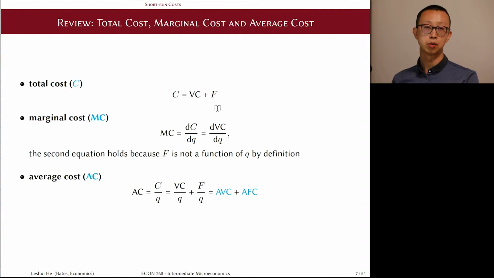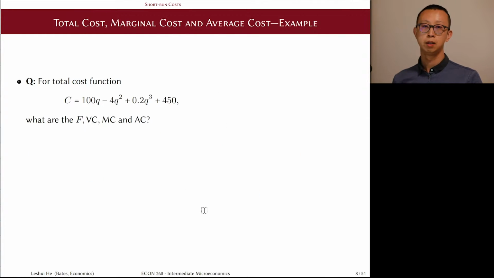In addition to the marginal cost, we can also calculate the average cost of each unit of output by dividing the total cost by the output level. With the total cost broken down into variable cost and fixed cost, the average cost is just the average variable cost plus the average fixed cost, which are just variable cost divided by Q and fixed cost divided by Q, respectively. Now let's look at a specific example to understand these concepts a little bit better.